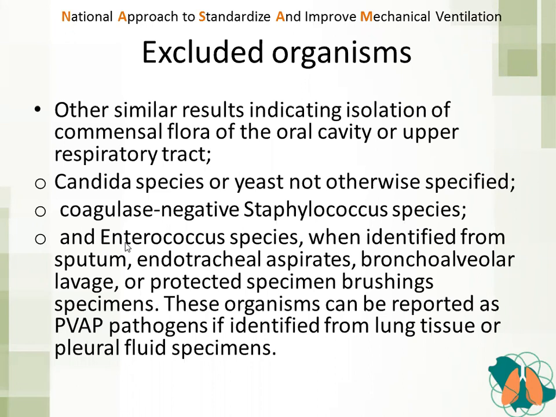To continue, exclude organisms: Candida species or yeast not otherwise specified, coagulase negative Staphylococcus species and Enterococcus species when identified from sputum, endotracheal aspirate, bronchoalveolar lavage, or protected specimen brushing specimen. Those organisms can be reported as BVAP pathogens if identified from lung tissue or pleural fluid specimen only.